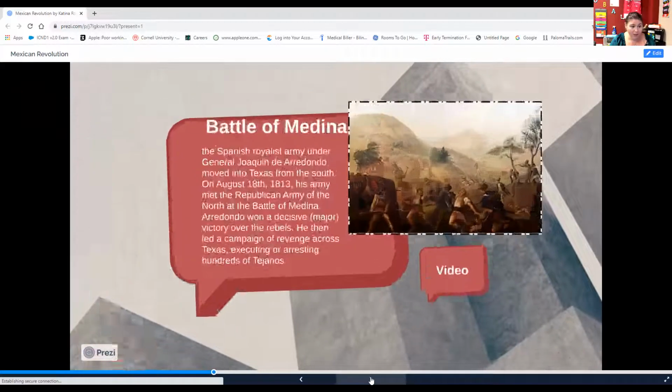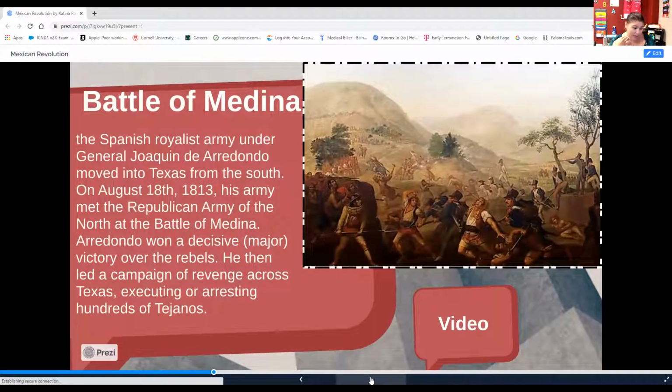the freedom. Now, as we start to see this new Republican army taking over, the Battle of Medina, as you can tell from the reading in the beginning, really starts this bloody battle. So let's go ahead and see. The Spanish Royalist Army under General Joaquin de Arredondo moved into Texas from the south on August 18th, 1813. So again, this is just 3 years after Hidalgo comes up.